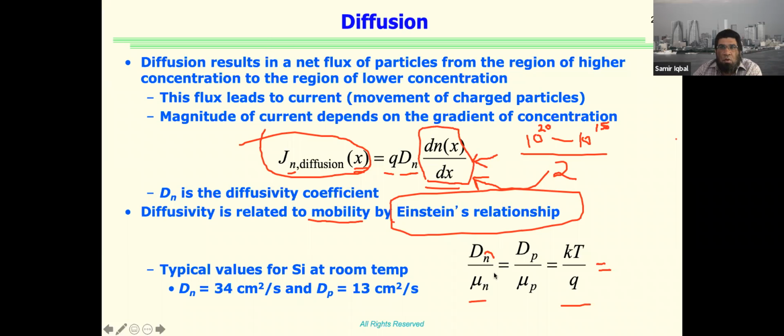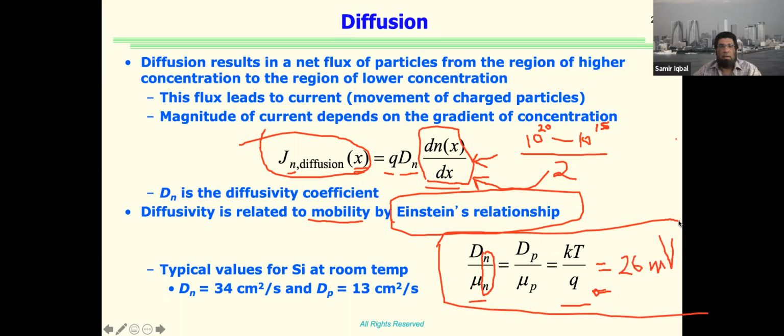So respective coefficient, respective type. For n type, Dn over mu n equals kT over q. And this is always 26 millivolt, or you can write 0.026 volts. Another important relationship called Einstein's relationship. Easy way to remember, D over mu equals kT over q. Just make it rhyme and you have your relationship. Why do we use it? kT over q is a constant. It's 26 millivolt. If you know the mobility, you can find out diffusion coefficient. If you know the diffusion coefficient, you can find the mobility from that. All right? Questions?